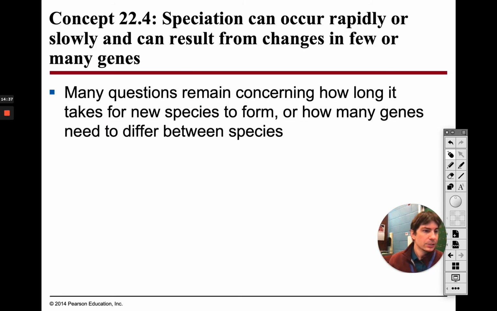All right, so the last section here, guys, is just finishing up with speciation. We're just going to go over some basics to tie up the loose ends of speciation. Your book goes over a few questions concerning speciation, like how long does it take a new species to form, and how close does the DNA need to be in order for a viable hybrid offspring to be produced.